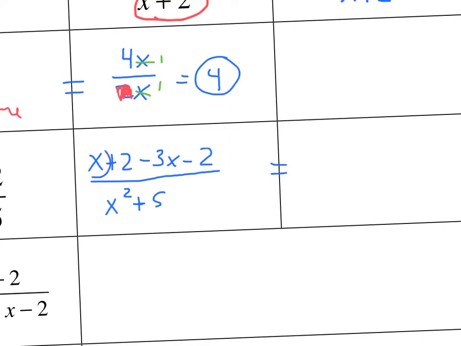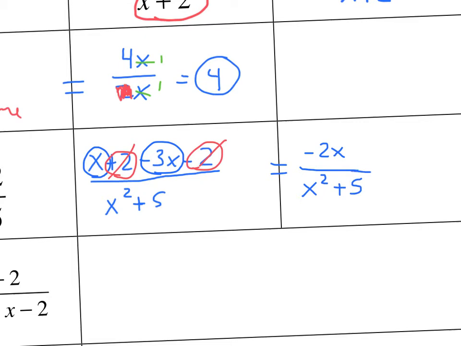Like terms here: x minus 3x is negative 2x. And then 2 minus 2 is 0. The denominator does not factor because it is not a difference of 2 squares. It does not easily factor. Just notice nothing reduces here. So my final answer is this, of course.